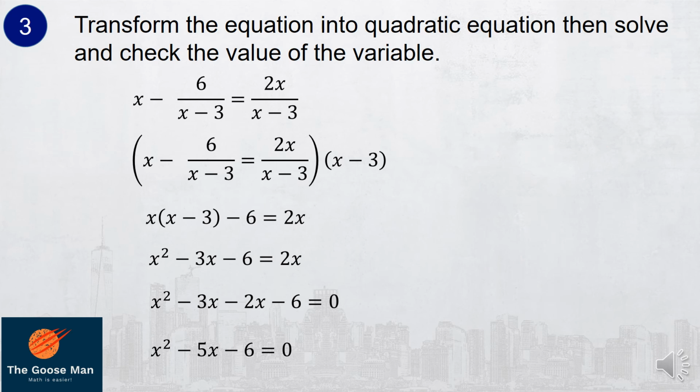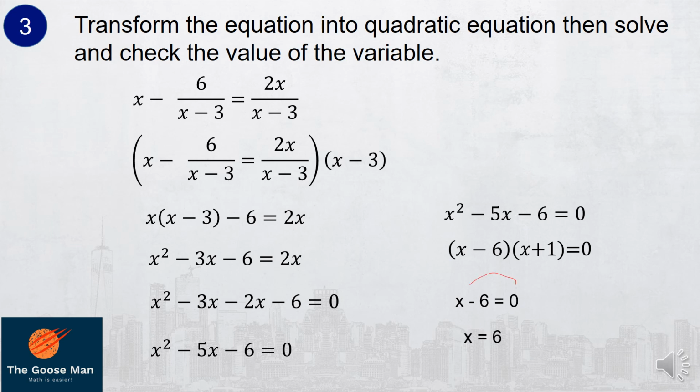Okay, so now the factors are (x - 6)(x + 1) = 0. Isolating, x - 6 = 0, so I'll move negative 6 to the other side of the equation. Therefore, x = 6. On the other hand, x + 1 = 0, and I'll move positive 1 to the other side of the equation. So x = -1.